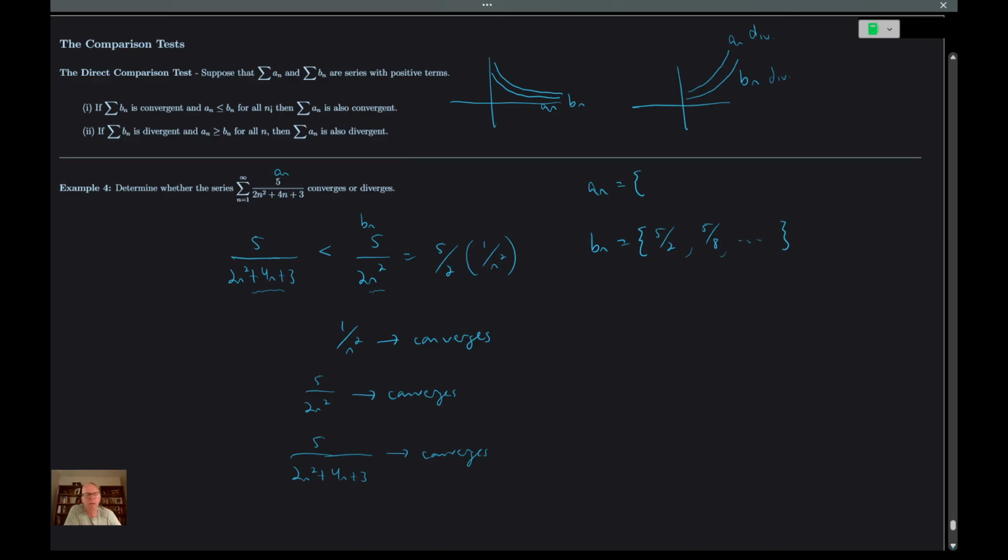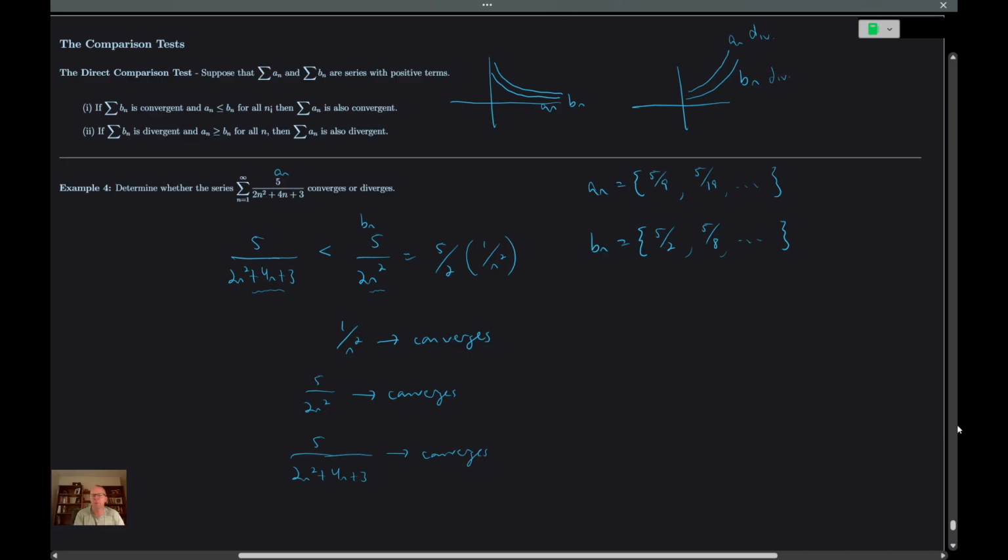When n is 1 in this one, we have 5 over 9. So 5 over 9 is less than 5 halves. When n is 2, that would be 8 plus 3, so that'd be 5 over 11. And 5 over 11 is less than 5 over 8, and so on. So you can figure out a few terms. You don't have to do many, but just to get an idea, as you're getting used to this, make sure that the terms in this series are smaller than the terms in this series. And if you know this one converges, then this one will also converge.